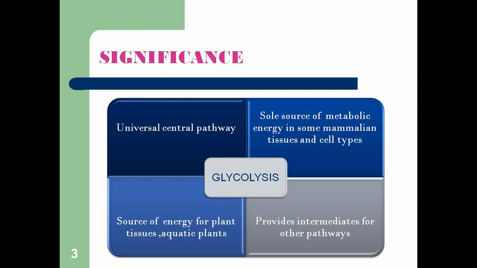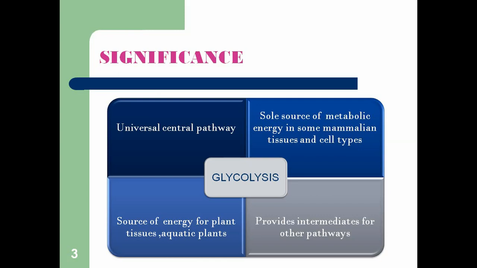Thirdly, some plant tissues that are modified to store starch, for example potato tubers, and some aquatic plants, for example watercress, derive most of their energy from glycolysis. Also, many anaerobic microorganisms are entirely dependent on glycolysis.